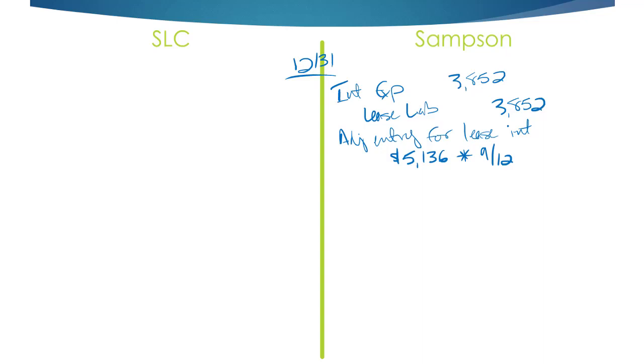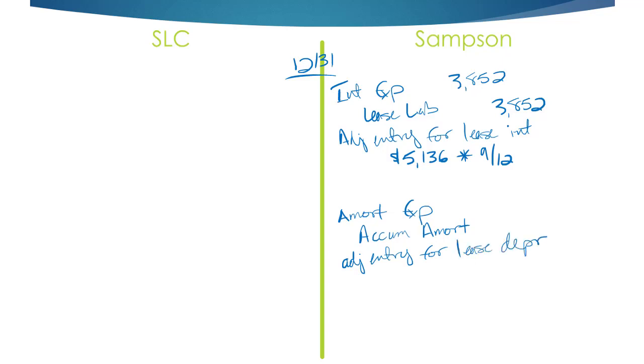And that would be my journal entry for interest for the lessee. I also would include amortization expense for lease depreciation. And again, the same thing's going to happen with this as did with my interest. I'm only going to be able to record part of it.